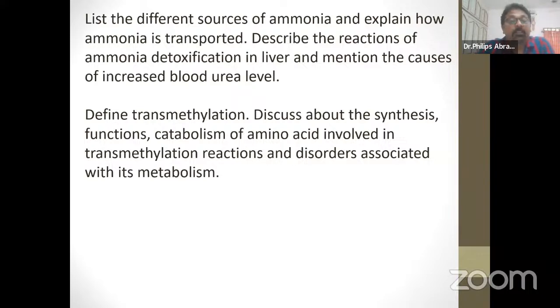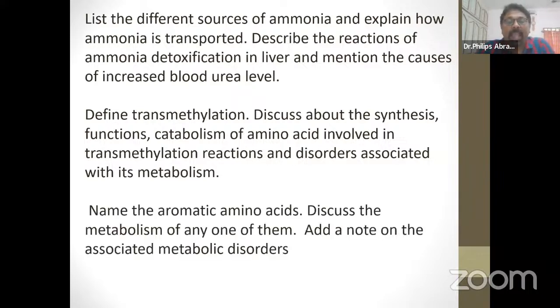So study that. The next question is about aromatic amino acids. The question came in this way: name the aromatic amino acids. Phenylalanine, tyrosine, tryptophan are the aromatic amino acids. Discuss the metabolism of any one of them. So they're indirectly asking you to write about tyrosine metabolism, and add a note on associated metabolic disorders, meaning phenylketonuria, alkaptonuria, and albinism. Here, no amino acid's name has been mentioned, but the question can be on phenylalanine and tyrosine metabolism. So these are the ways in which questions can be asked on protein metabolism.